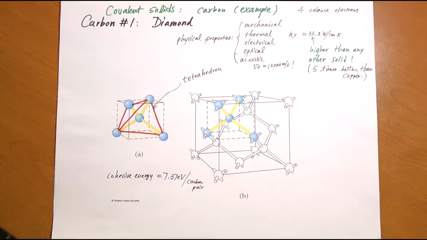Except in a special case when you dope diamond with certain other ions, it is possible to turn it into a semiconductor, but that is a very rare case. Pure diamond is definitely an insulator.